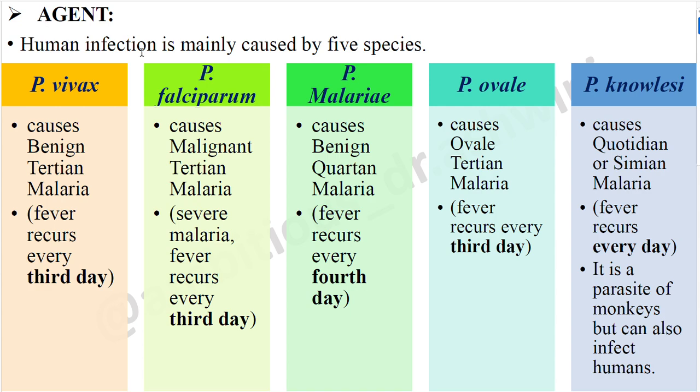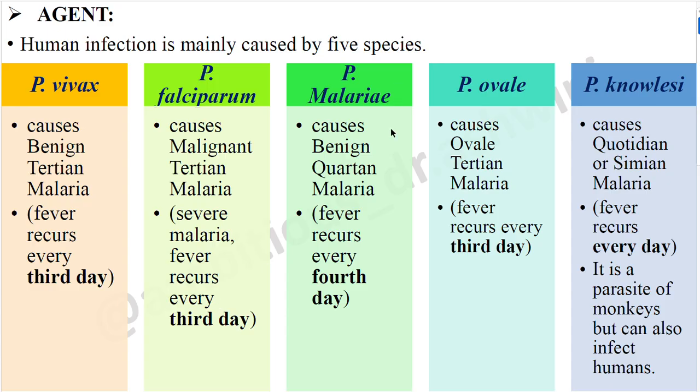Agents. Human infection is mainly caused by five species: Plasmodium vivax, Plasmodium falciparum, Plasmodium malariae, Plasmodium ovale, and Plasmodium knowlesi. So first, Plasmodium vivax. It causes benign tertian malaria and the fever recurs every third day. Plasmodium falciparum causes malignant tertian malaria. It is the severe malaria and fever recurs every third day.